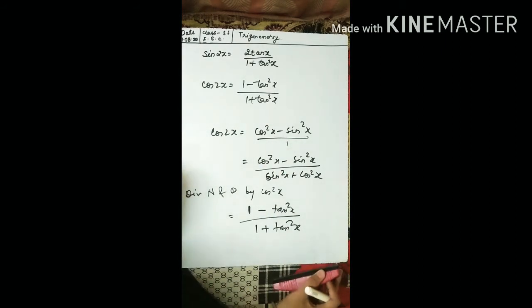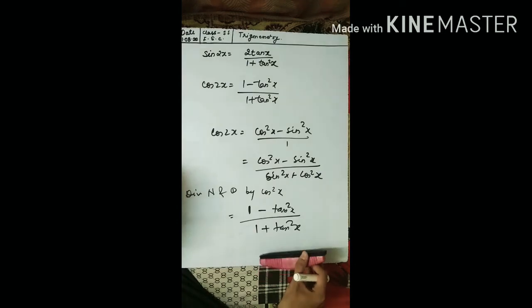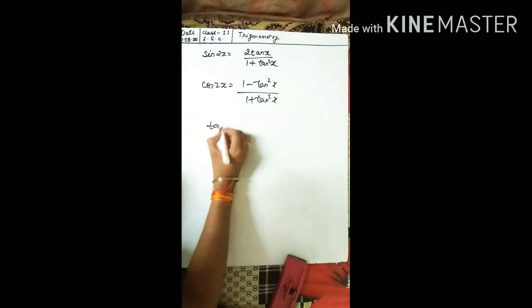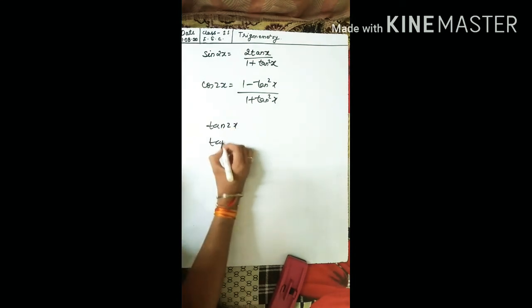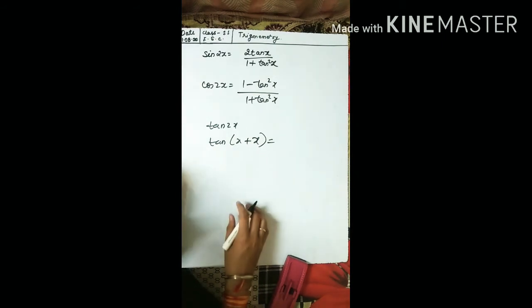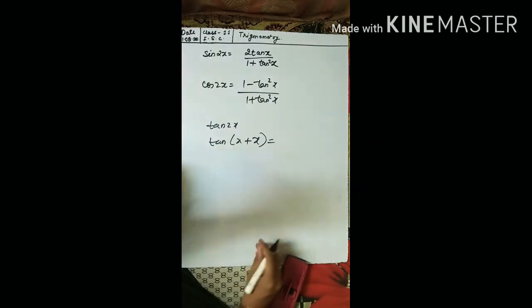And for tan 2x, you just have to use that identity. You can take tan of x plus x and use the tan a plus b identity, that is tan a plus tan b upon 1 minus tan a tan b.